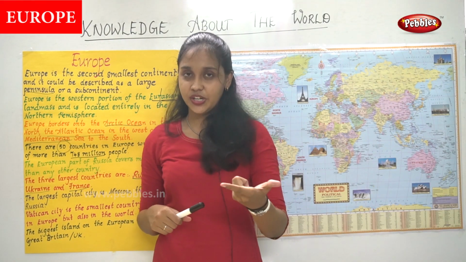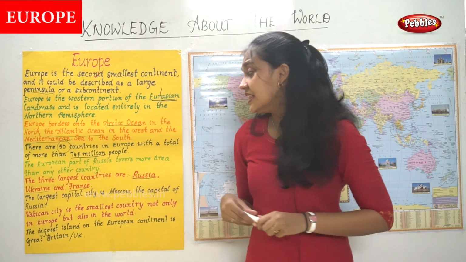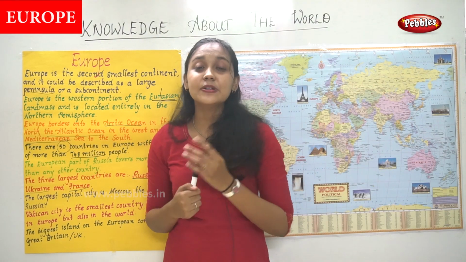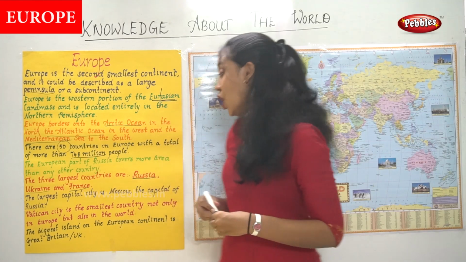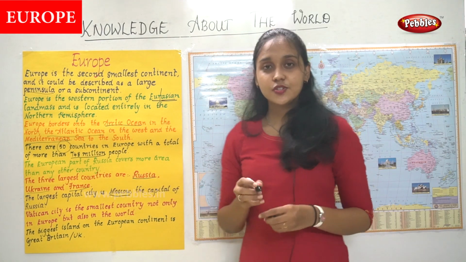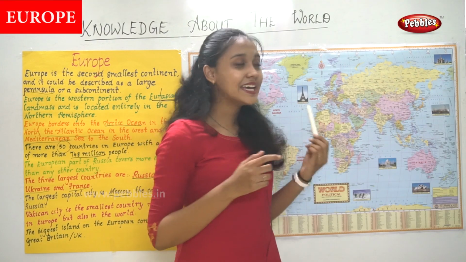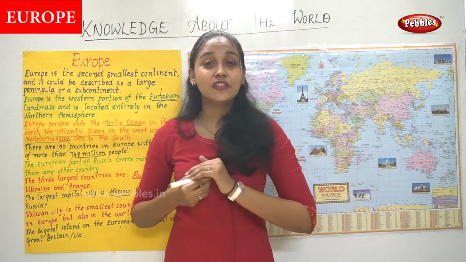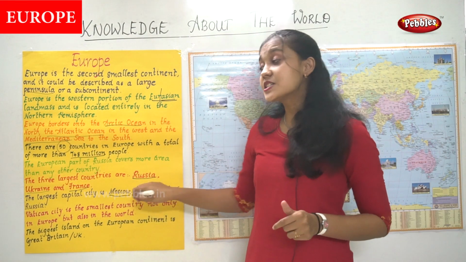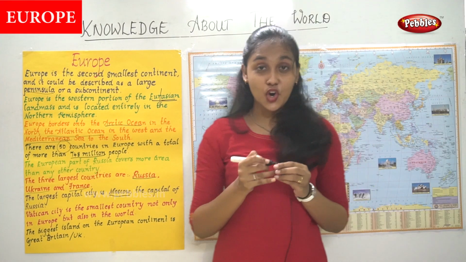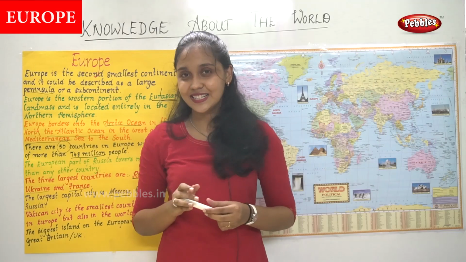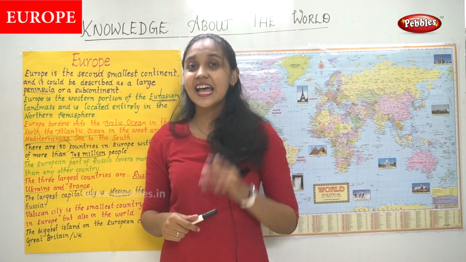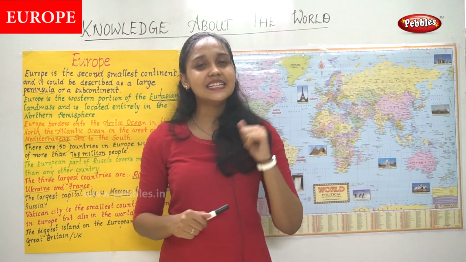Russia, Ukraine and France. The largest capital city, once again, is in Russia. So which is the capital city of Russia? It is Moscow. So the capital is also located here. Then the Vatican City. You all must have heard about the Vatican City. That is the smallest country not only in Europe but also in the whole world. So there are a lot of superlatives here, right? The smallest country in the world is the Vatican City, which is located in Europe.